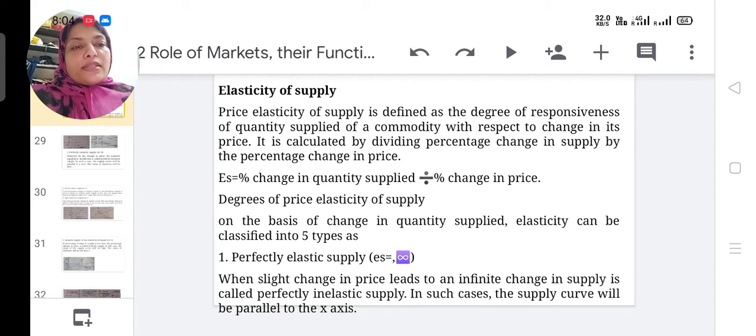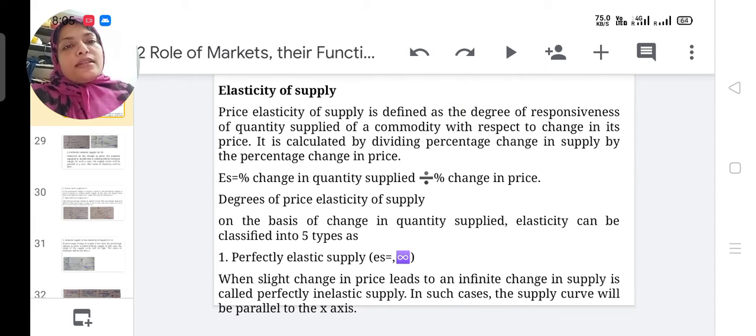Perfectly elastic supply means that a small change in price leads to an infinite change. Infinite means we cannot count. Infinite change in supply is called perfectly elastic supply. In such a case, the supply curve will be parallel to the x-axis.